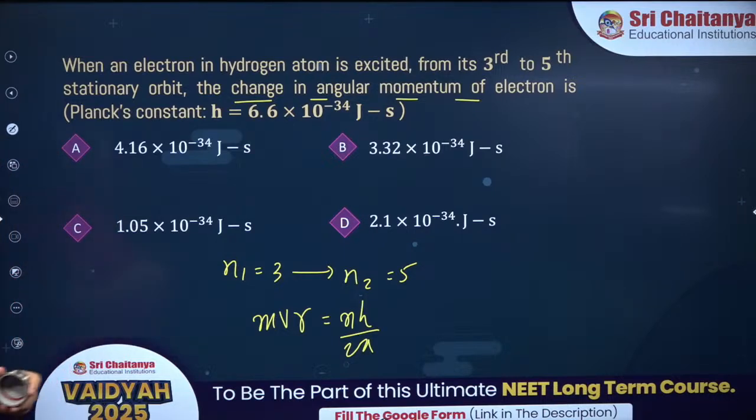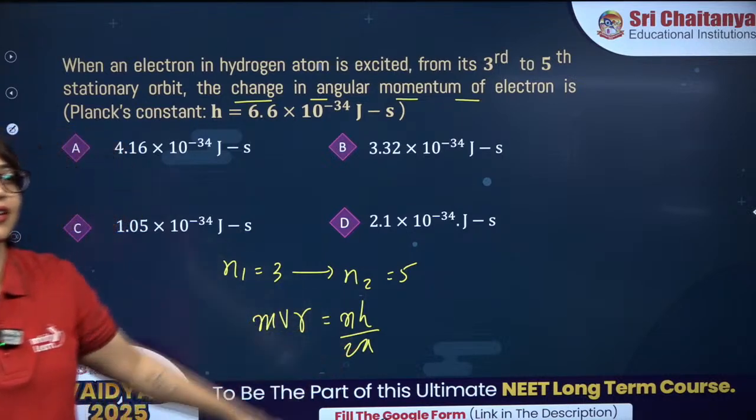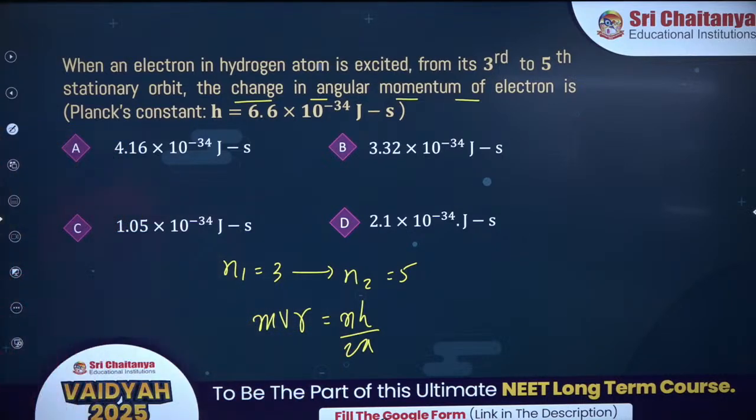No, it is a small calculation. The calculation is easy. Put pi equal to 22 by 7. Okay, put pi equal to 22 by 7. That's it.